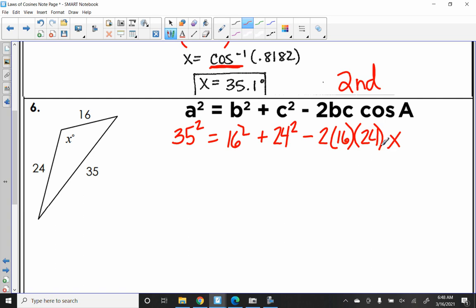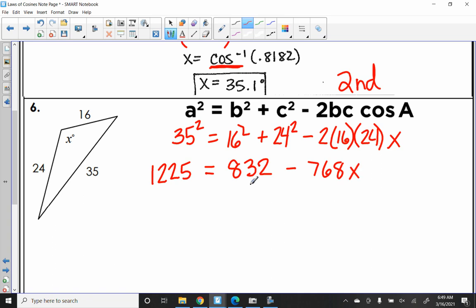I'm just going to make this x, so I know it's supposed to be cosine there, but it helps a little bit. 35 squared, 1225. 16 squared plus 24 squared is 832. 2 times 16 times 24, 768 x.